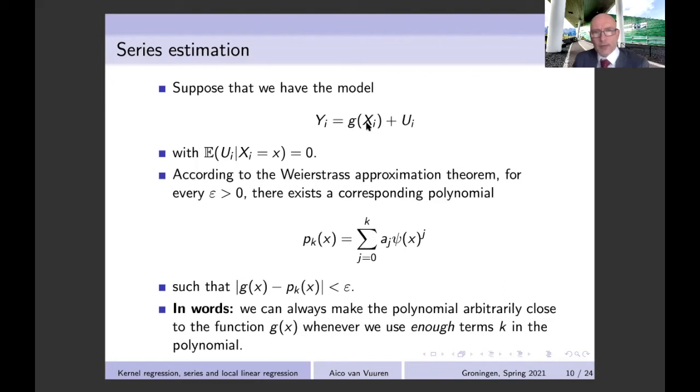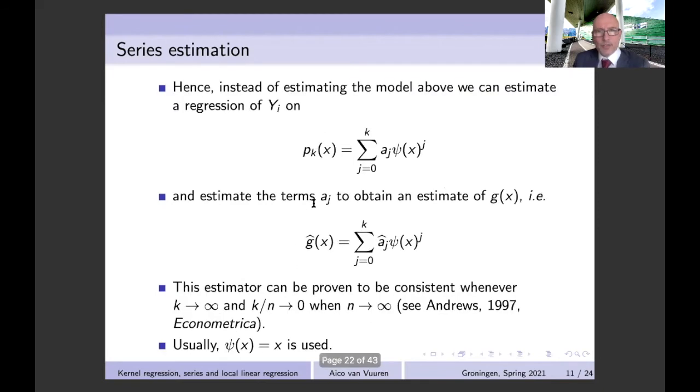We have an undefined function g, and we now know that we can replace it by this function p_k(x) that we have over there. So that's the whole idea behind series estimation. We simply replace our function g by this polynomial. And it's actually not that difficult for this psi function to estimate this polynomial, or at least the a coefficients.